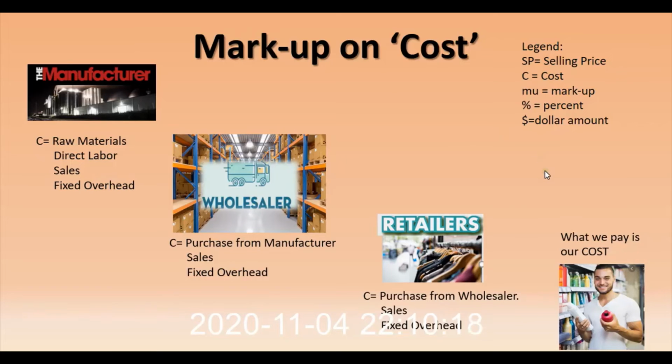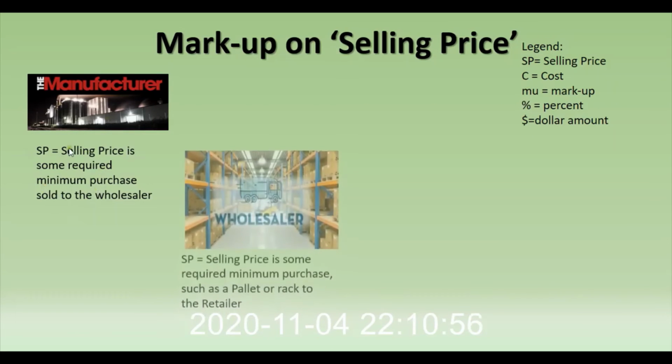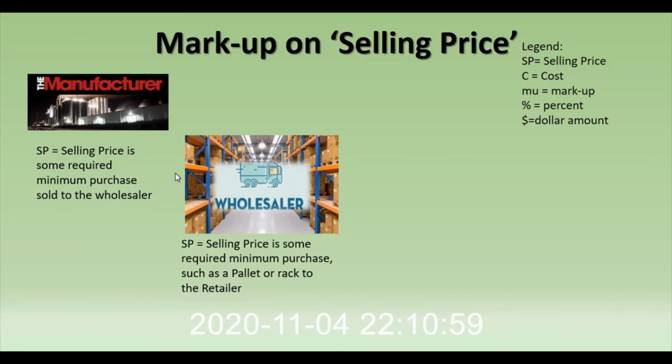Okay? Now let's think about this differently. Let's think about this as marking up on the sales price. Okay, I have the same legend here, but let's think about this. The selling price is usually attached to some minimum purchase sold by the wholesaler. Could be a rack, could be a pallet, because let's face it, they're manufacturing more than just one tortilla at a time. If it's Mission Foods, who used to be a customer of mine, they're manufacturing tens of thousands of tortillas a minute, right? So that selling price becomes the wholesaler's cost, doesn't it?